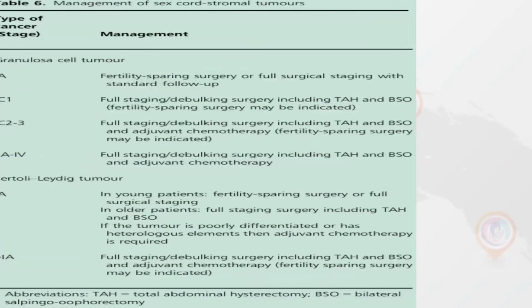Now coming to sex cord stromal tumors. They also occur during the pubertal age group and also in the postmenopausal age group. Here also we can go for fertility sparing surgery in cases of early stage. That is, in case of 1A, when there is involvement of a single ovary, we can go for a fertility sparing surgery. However, in cases of advanced stages, we have to go for a full staging or a debulking surgery.